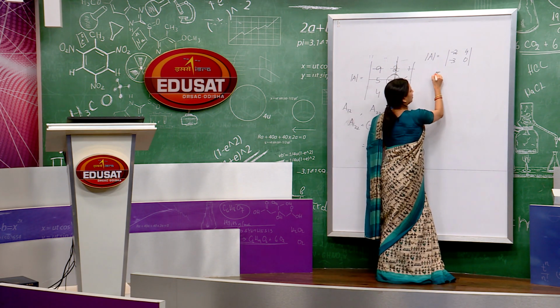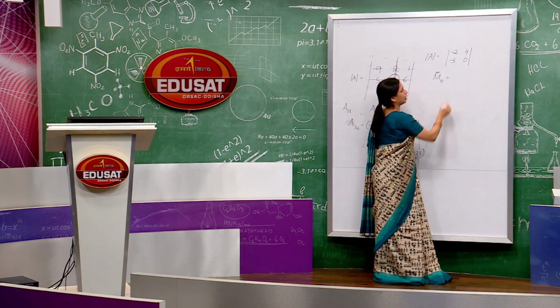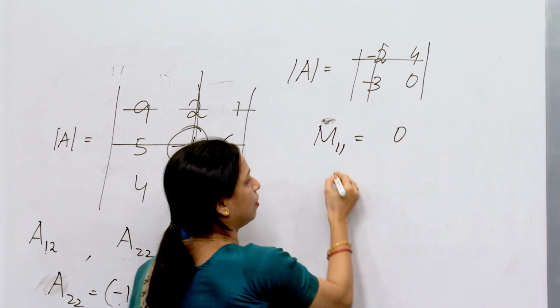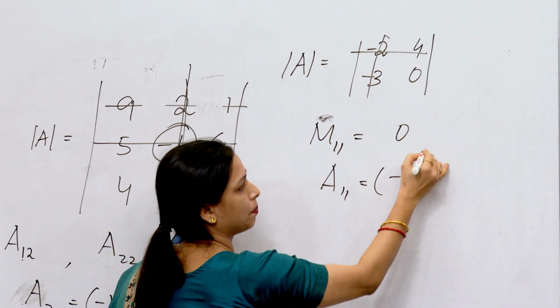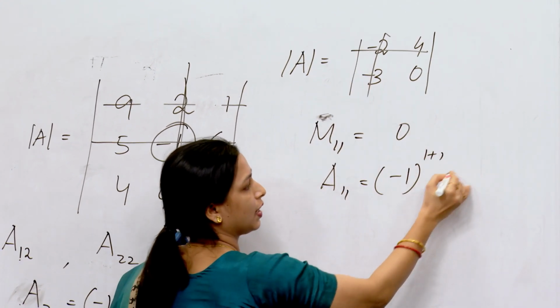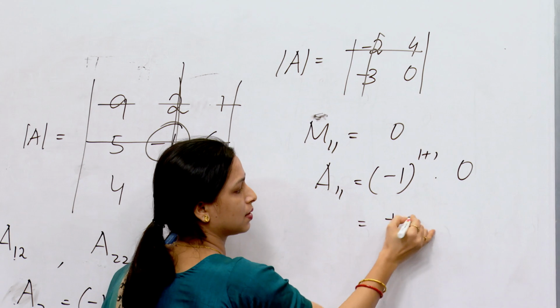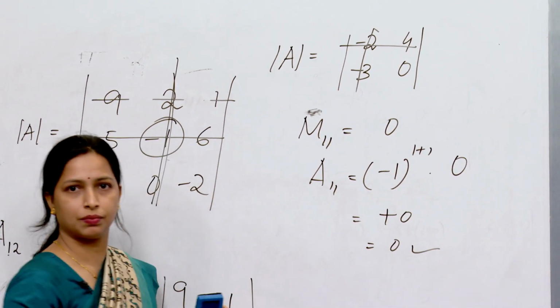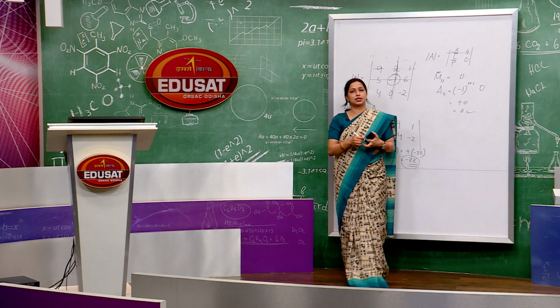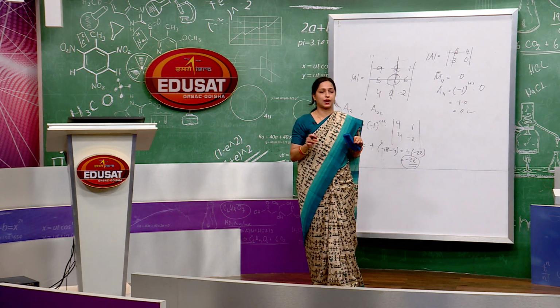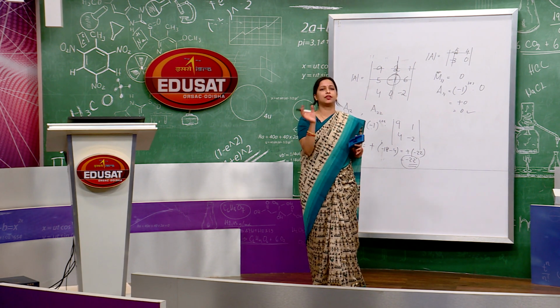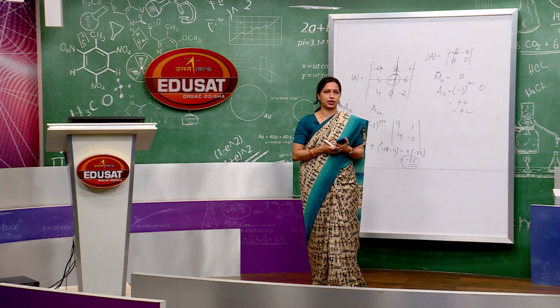So, the minor, let us say M11 is 0. So, A11 will be how much? Minus 1 to the power 1 plus 1, the position sign, into 0. So, this is plus. So, the value is 0, right. So, this is how we find out the values of minors and cofactors, and it is very easy. The only difference is the sign that we take into consideration.